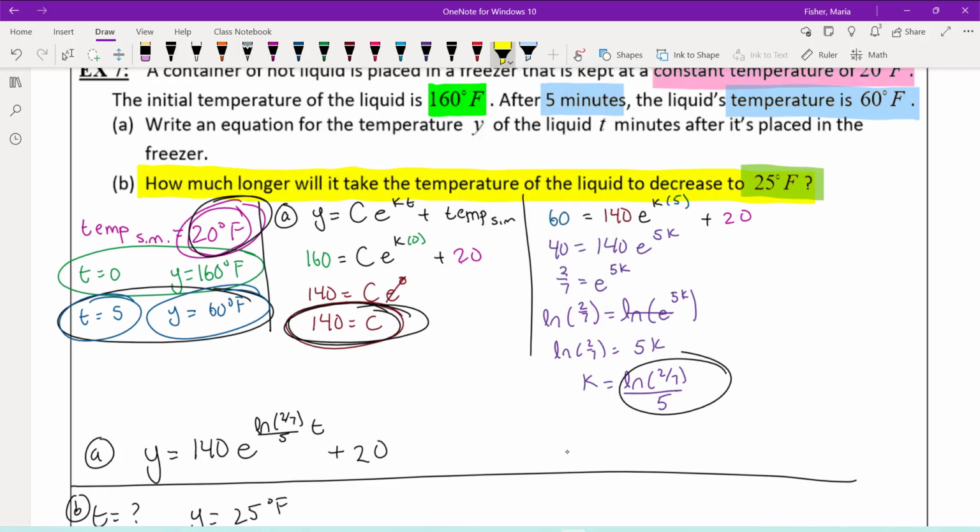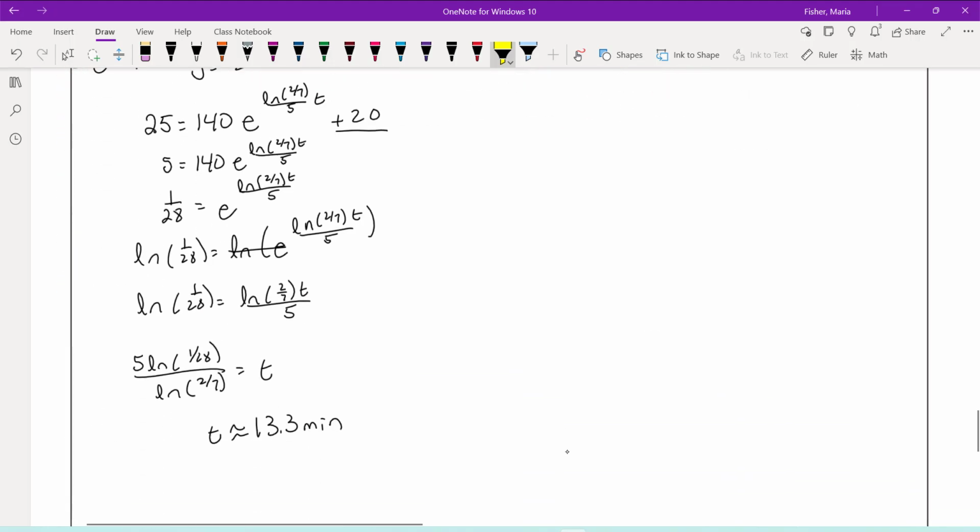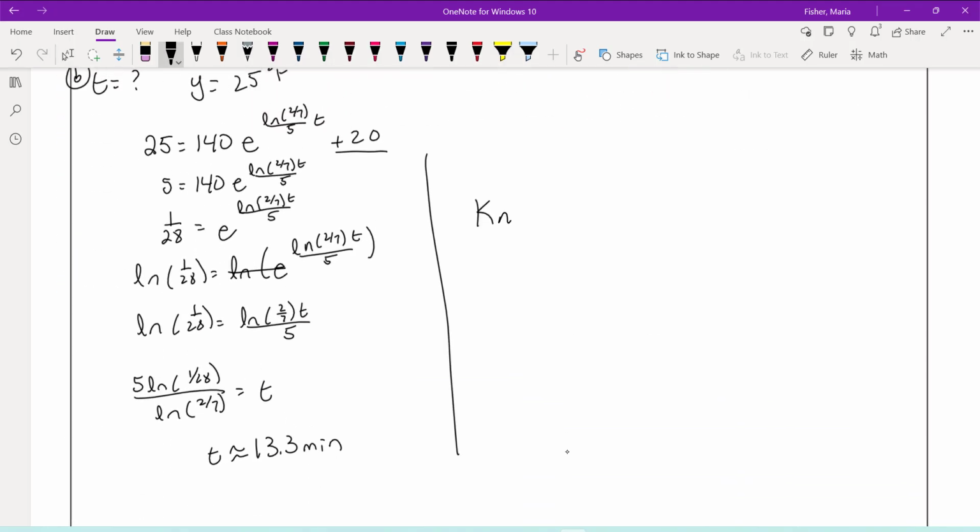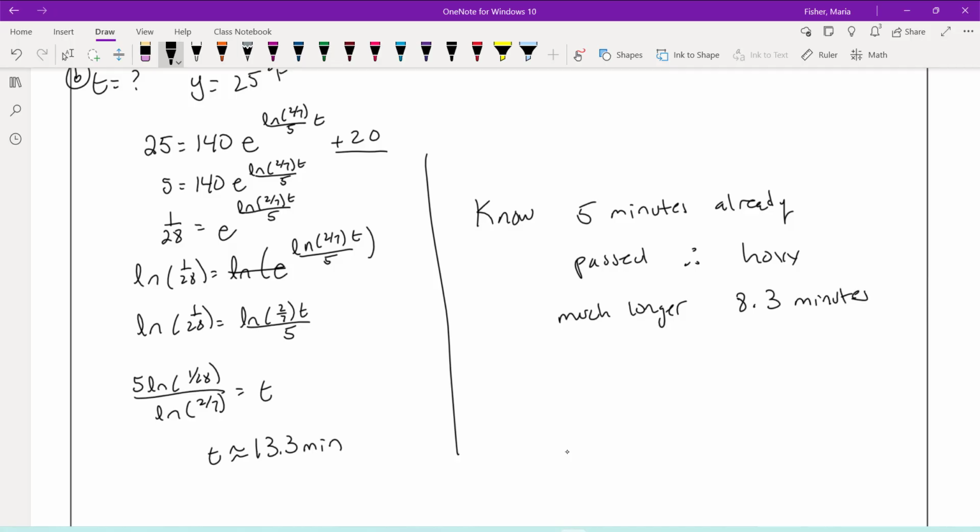Now, we have to be really careful because the question actually asked us, how much longer will it take for the temperature to reach 25 degrees Fahrenheit? So we know that 5 minutes have already passed. Therefore, how much longer would be 8.3 minutes. Because if it takes 13.3 minutes to reach 25 degrees Fahrenheit and 5 minutes have already gone by, we're going to have to be waiting another 8.3 minutes. That's it for exponential growth and decay.